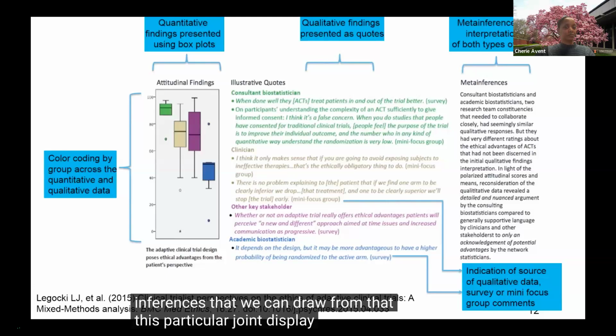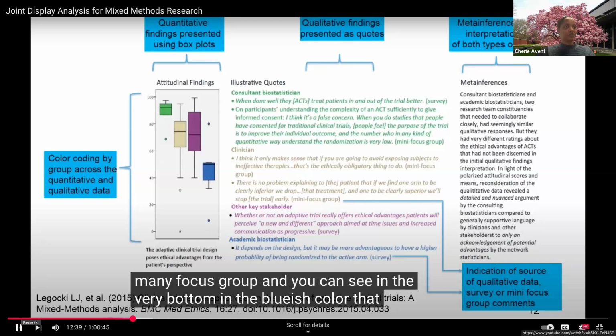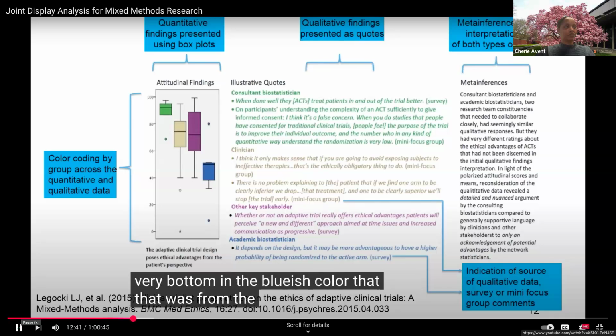This particular joint display also has, if you look at the bottom there, the box at the very bottom, the blue box, an indication of the source of the qualitative data. Because there were both many focus groups and there were comments from the survey, you can see in the brown where that came from many focus groups, and you can see in the very bottom in the bluish color that was from the survey. So this is again a cutting edge presentation of results.